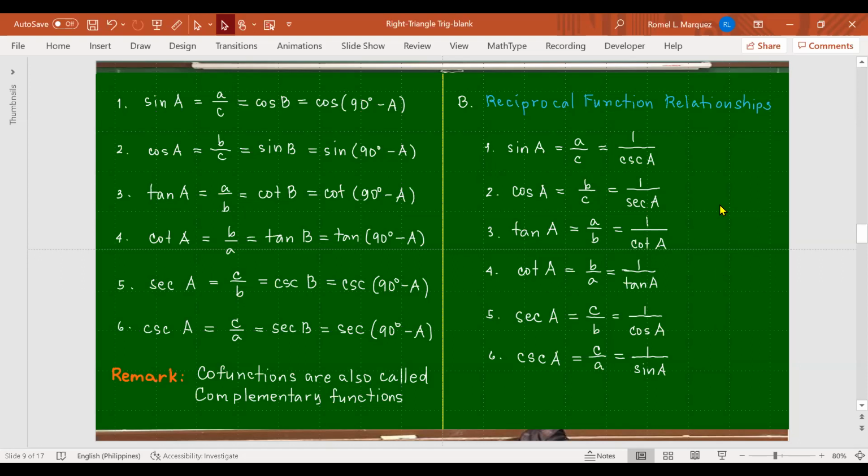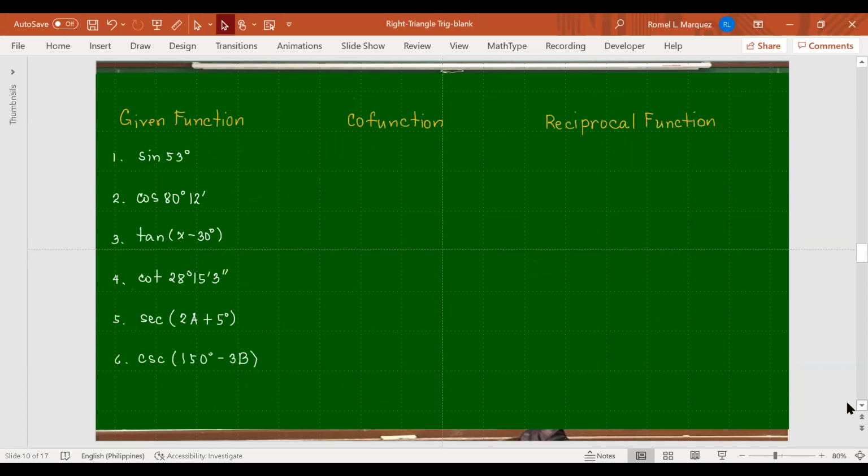Cosine and secant are reciprocal functions. Tangent and cotangent are reciprocal functions. Look at the tangent and cotangent. Even in the cofunction and reciprocal, they are still the partners, no? But in cofunctions, the partners are sine and cosine. But take note, the angles are complementary. While in reciprocal functions, to be reciprocal functions, be sure the angles are the same. Cosine A, reciprocal function, cosecant A. They must have the same angle. Okay, let's have these exercises.